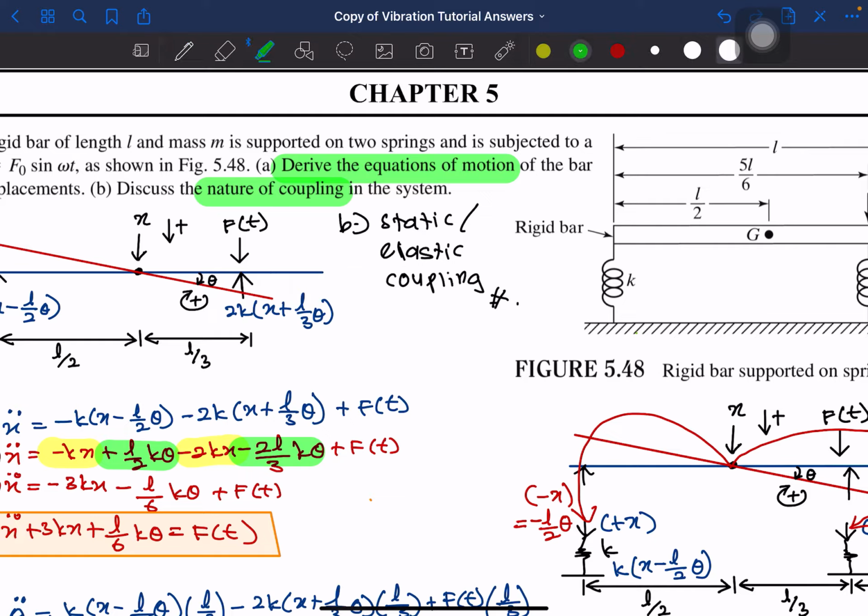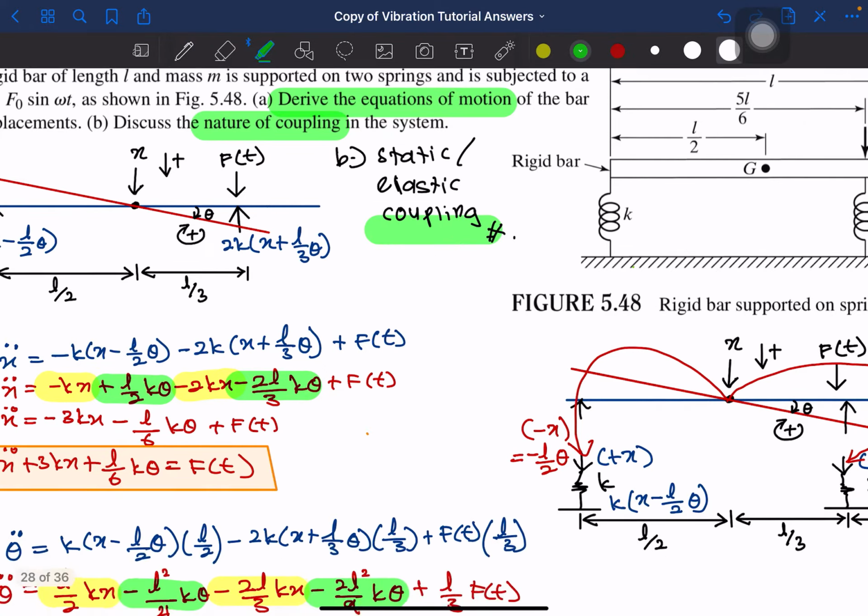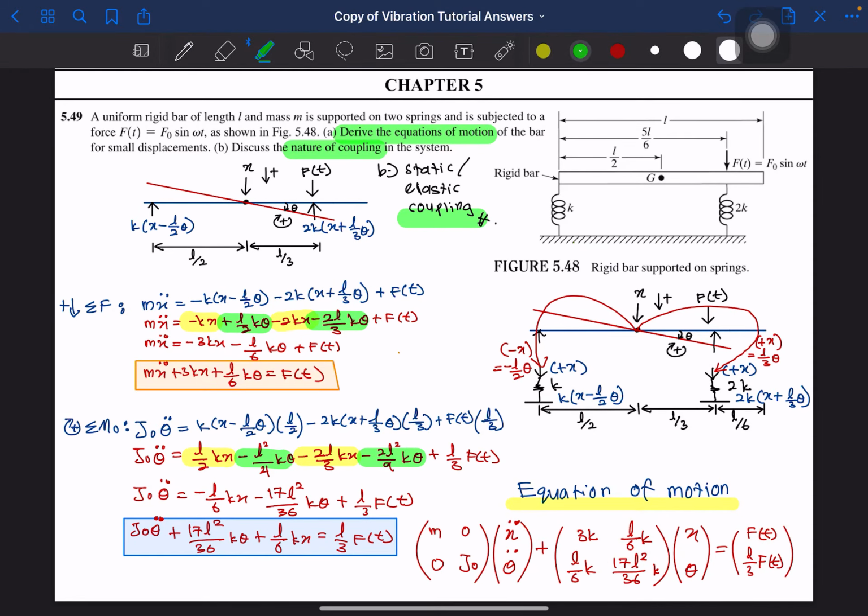Okay, so that's how you do it for 5.49 using only free body diagram. Okay, and summation of forces, also summation of moment.